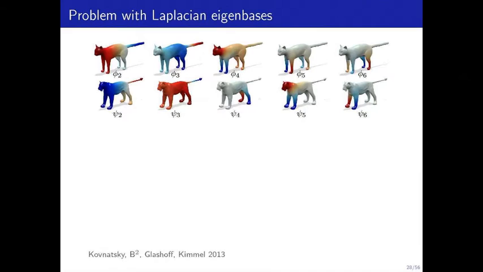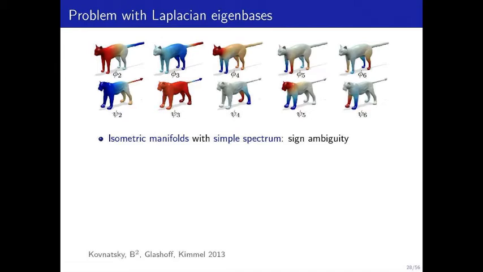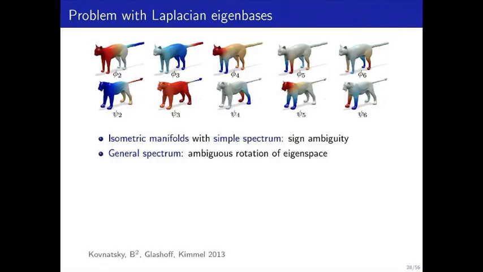So in order to understand actually where this non-diagonal structure comes from, we need to look deeper into basically how Laplacian eigenfunctions behave on different manifolds. And of course we know that for isometric manifolds where we have simple spectrum, so basically there is no multiplicity of eigenvalues, the ambiguity is only a sign. So if phi is an eigenfunction, then minus phi is also an eigenfunction. If there is multiplicity, basically there are subspaces of the eigenspace where we can apply any rotation and we still get a valid eigenbasis. So in general, this is the ambiguity we get.